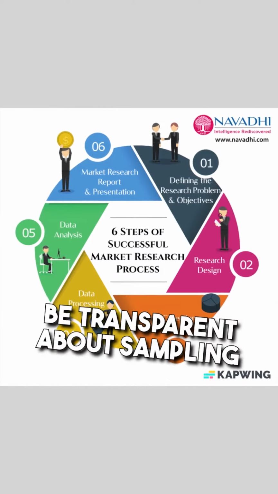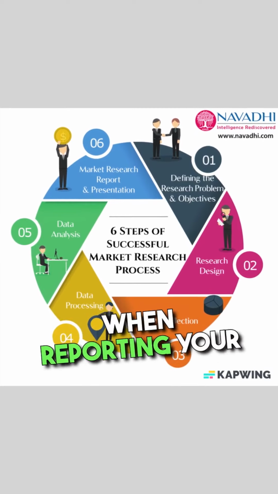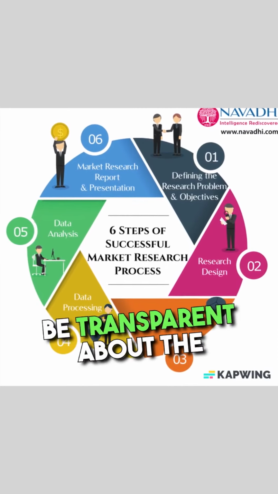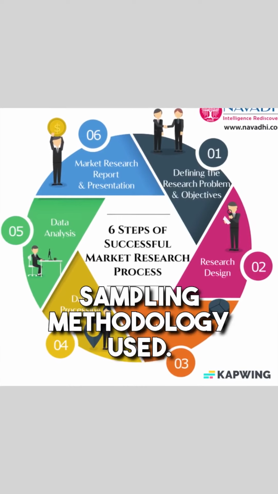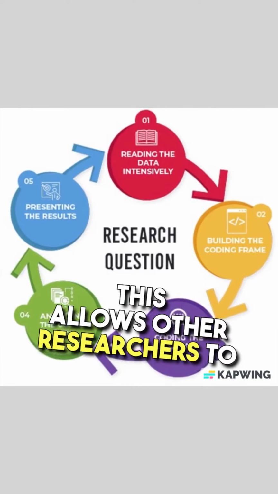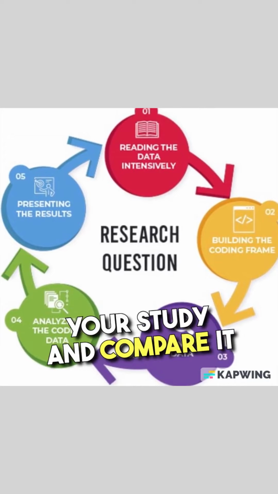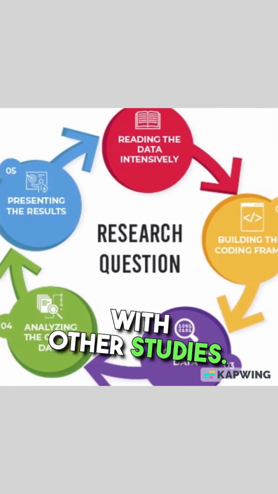Be transparent about sampling methodology. When reporting your study's results, be transparent about the sampling methodology used. This allows other researchers to assess the potential for bias in your study and compare it with other studies.